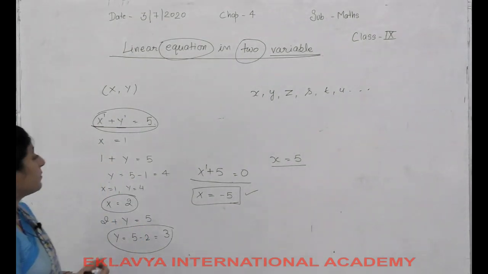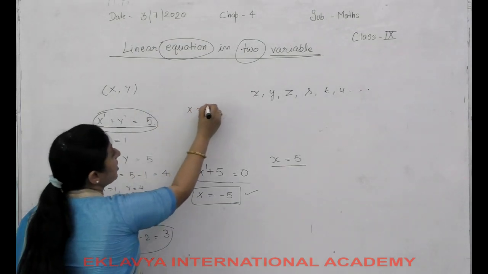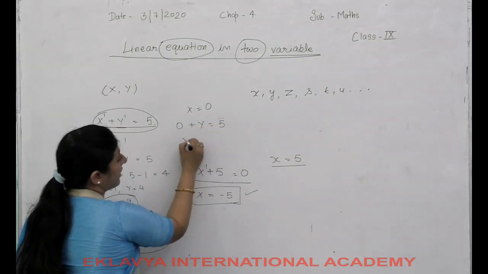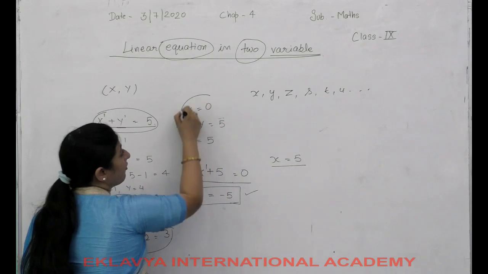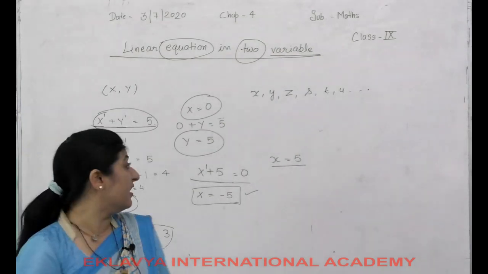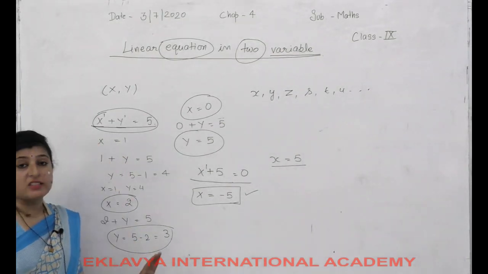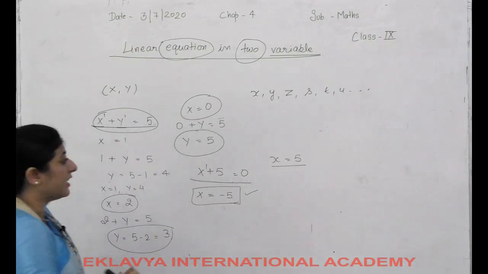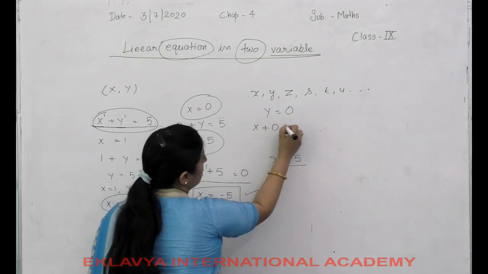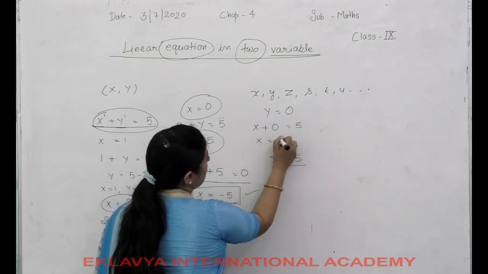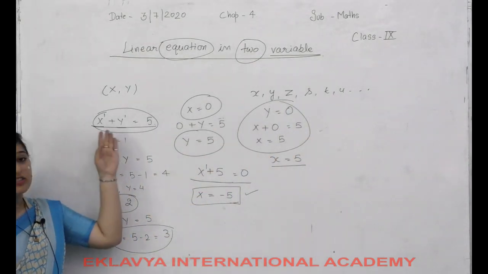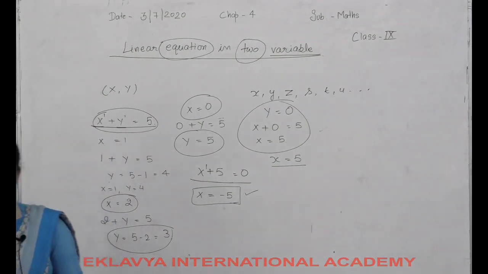Can we find another solution? Suppose I put x is equal to 0. Then 0 plus y is equal to 5. y is equal to 5. For x is equal to 0, y is equal to 5. So we can see easily here that we can put a value for y also. We can take y is equal to 0. Then it becomes x plus 0 is equal to 5. Then x is equal to 5. We can take any value, either x or y, and find the corresponding value of the other variable.